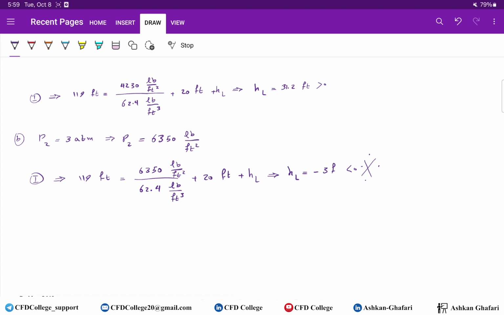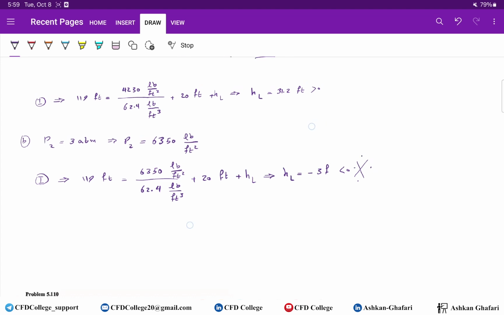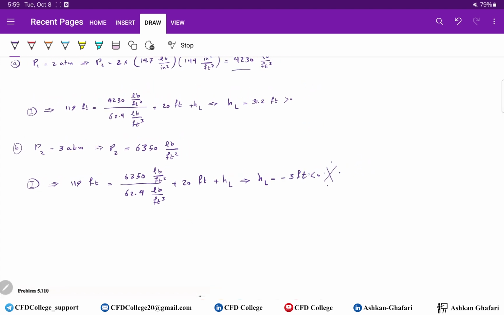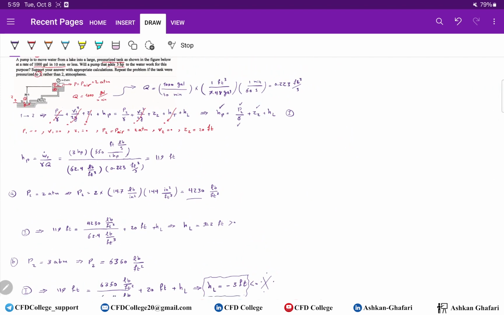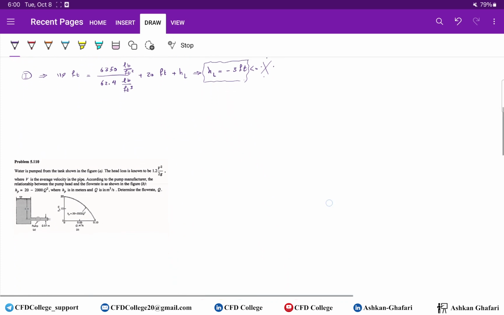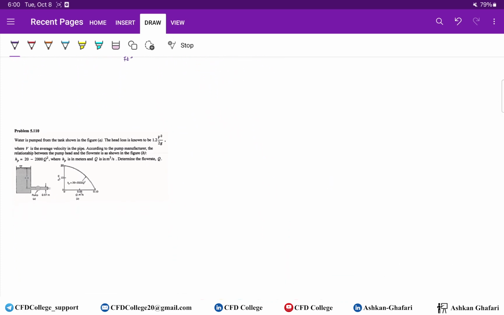This means that this pump cannot do the work we want. It needs power to overcome this minus 3 feet that we have. So part A can be done, the system will work, but for 3 atmospheres it can't work. We need a more powerful pump.